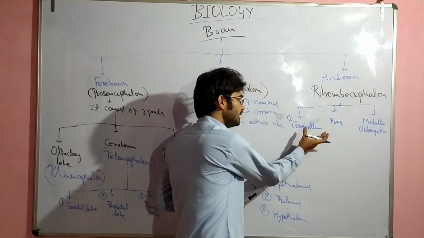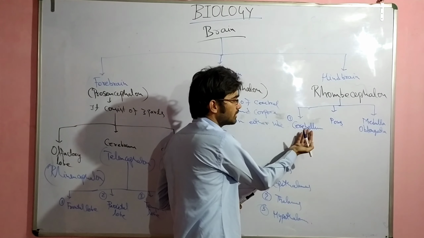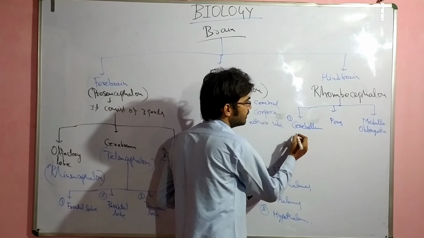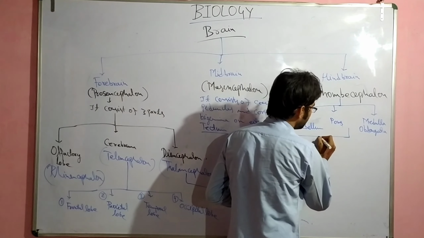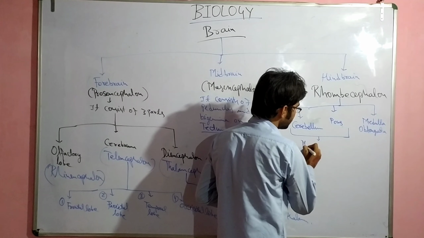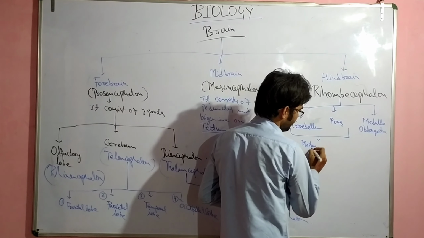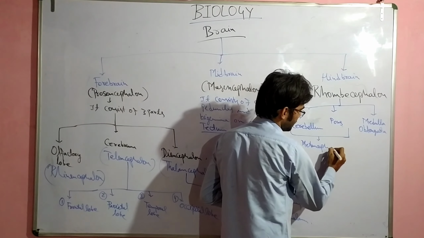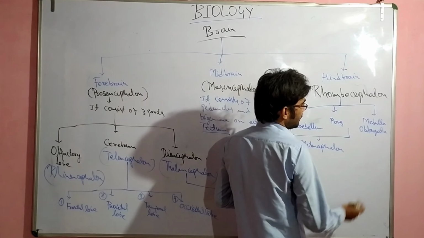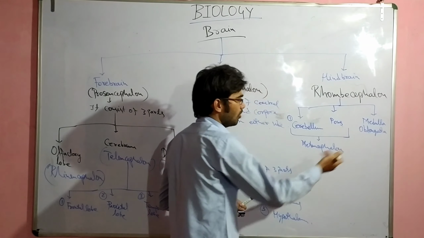See, there is one name for cerebellum and pons together. They are collectively known as metencephalon. And medulla oblongata is known as medulla oblongata here.